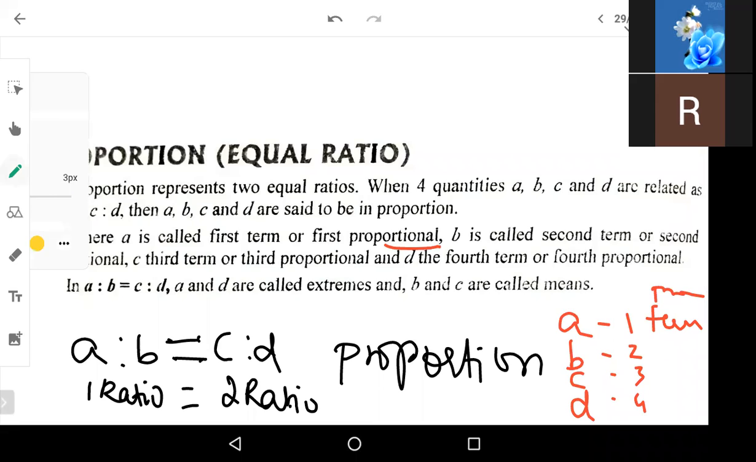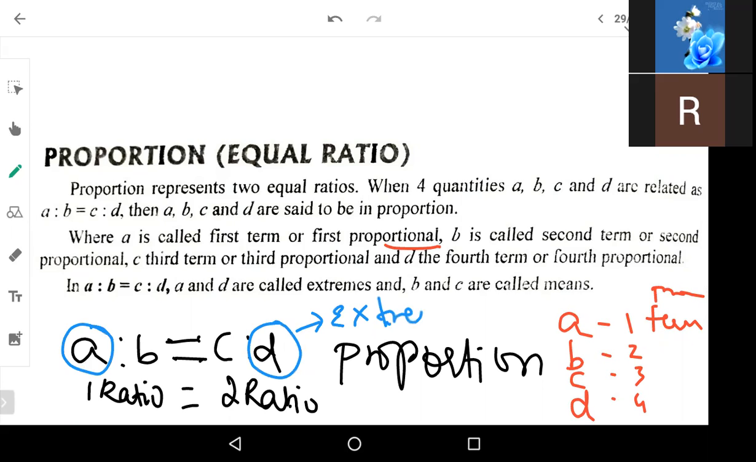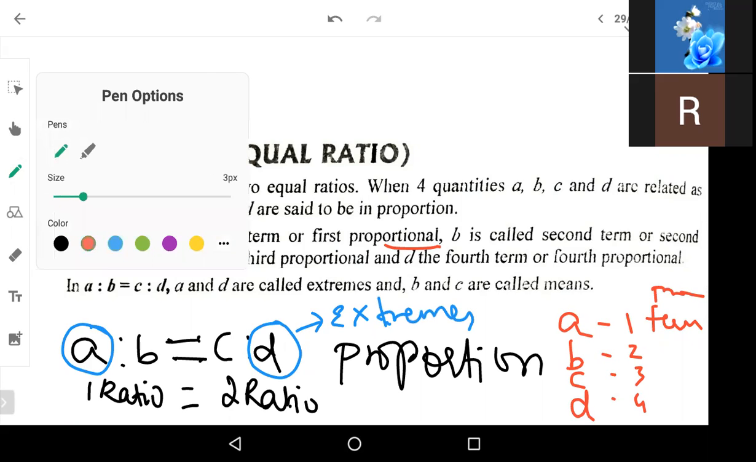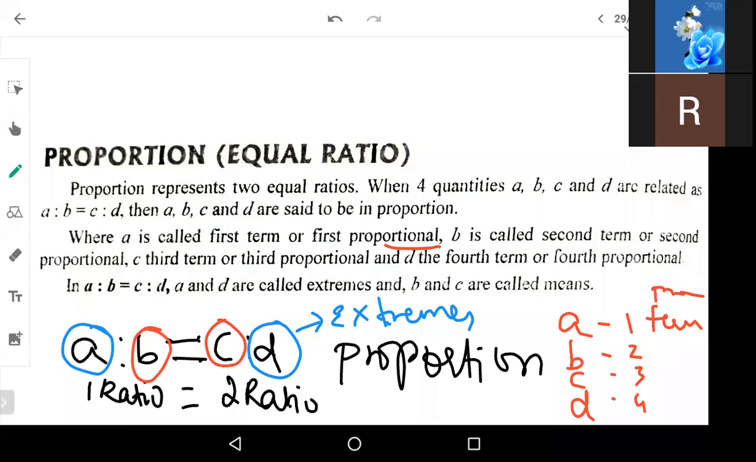Now, the next point is the first and the last term are called as extremes, and the middle terms here, B and C, are called as means. So the first and the last term are the two different extremes, and the middle terms, that is B and C, are called as means. Is it clear until here? Any doubts?